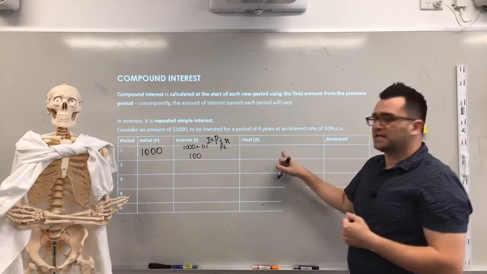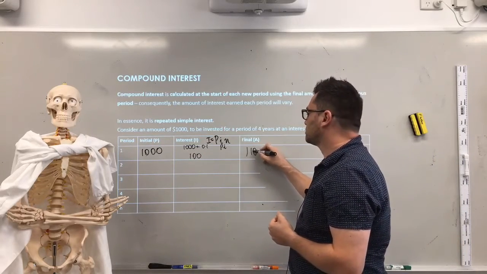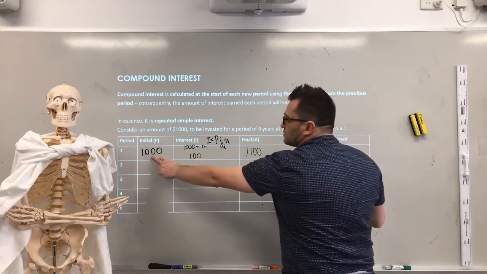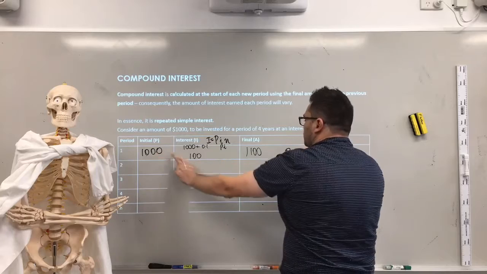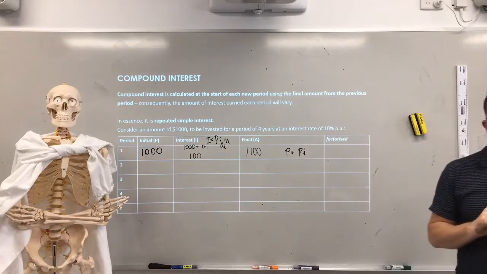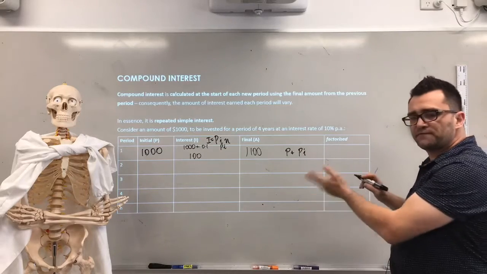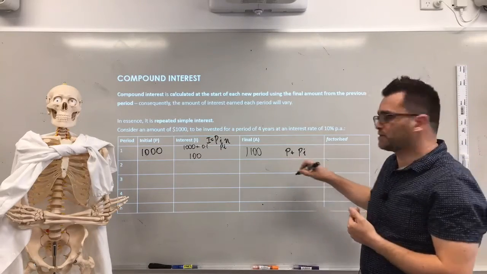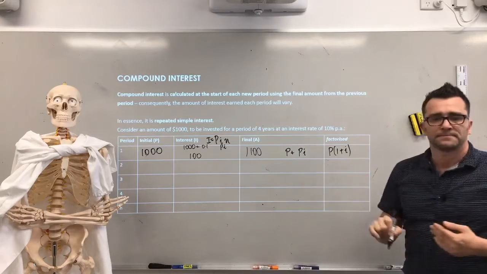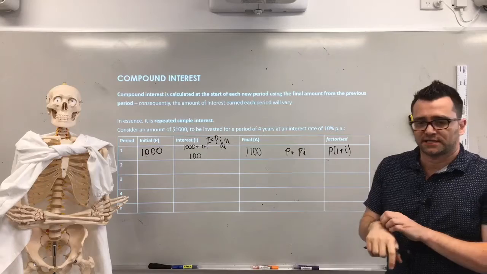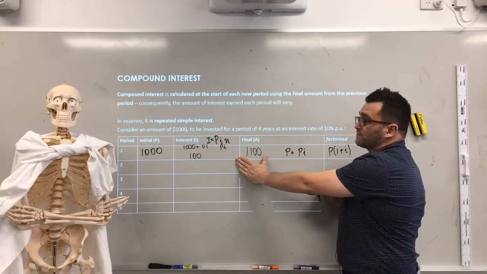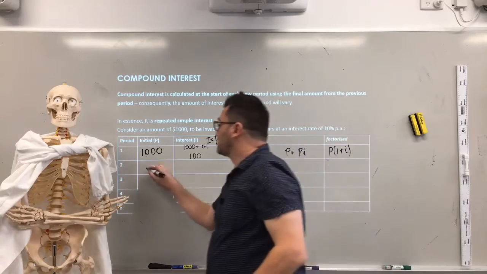Our final amount here is going to be 1,100. So we took our principal and we added our principal plus our interest. And just a bit further to the side here, I'm just going to do a bit of maths and factorize that out. We're going to talk about this in a second. So we've got 1,100 as our final amount for our first year. So that's our initial amount for our second year.